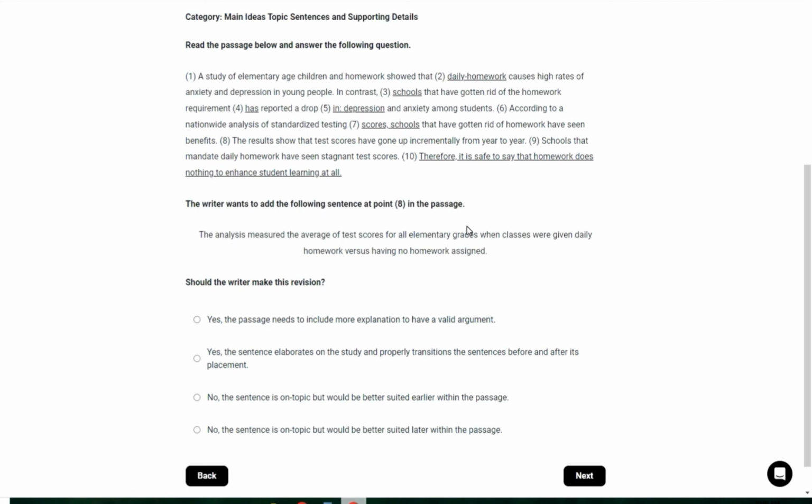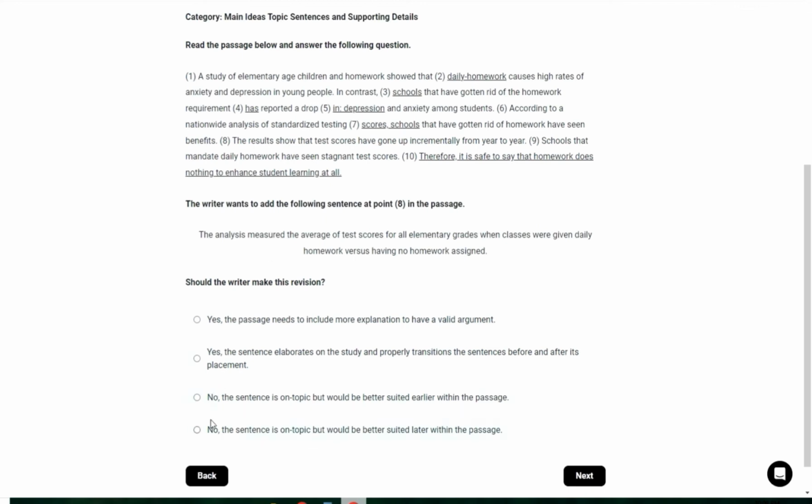The previous sentence is talking about how getting rid of homework has seen benefits, and the next sentence is talking about how scores have gone up incrementally from year to year. And so if we're talking about how this analysis occurred, it measured the average of test scores for all the grades when classes were given daily homework versus having no homework assigned. Is this relevant? You should be screaming, yes, it is relevant, because this is talking about how it was carried out. It all makes sense. This is an analysis. This is talking about the analysis. You should say, yes, this does make sense. This should be added. So there's that initial reasoning, yes, right away.